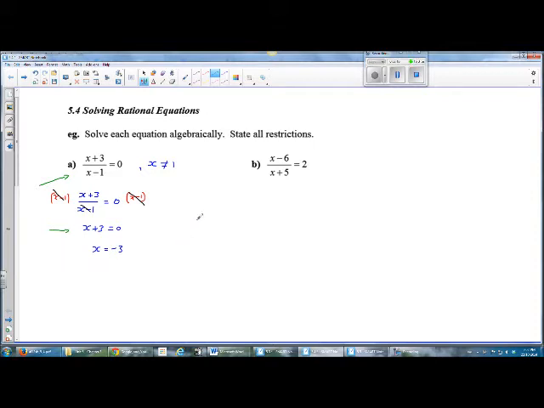Alright, moving right along to example B, we've got x minus 6 over x plus 5 equals 2. Restrictions: we can't have the denominator equal to 0, so the denominator cannot equal negative 5. And so then we will begin the process now. Again, we want to get rid of this denominator, so we're going to multiply both sides of the equation by x plus 5.